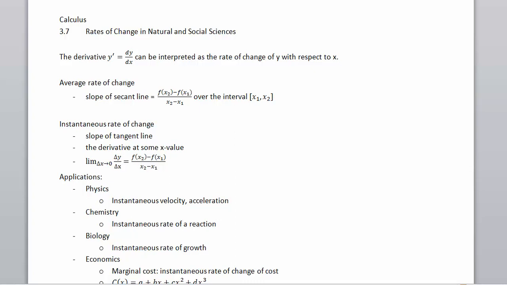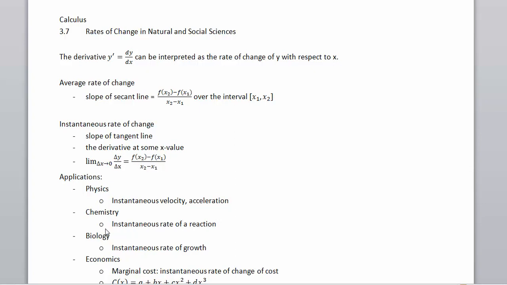We are going to look at some application problems in this section. It's called the rates of change in natural and social sciences. The idea is there obviously are a lot of applications to derivatives. If you look on here, I have some listed below.